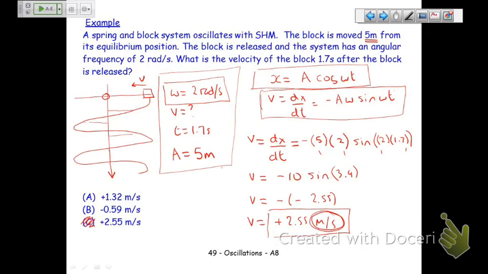I give you 3 misses on units. If you miss units 1 time, I note it. 2 times, I note it. 3 times, last warning. 4 times, you start losing points. A quarter of the points from then on, every time you don't put down units. Because mathematicians don't use units. Engineers and physicists use units all the time.